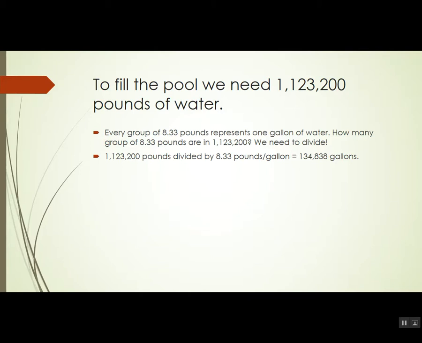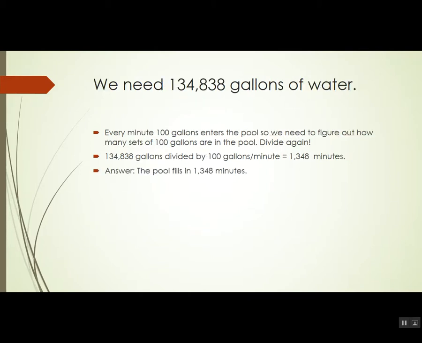And when we divide, we get 134,838 gallons. Well, now it's getting easy. Every minute 100 gallons enters the pool, so we need to figure out how many sets of 100 gallons are in the pool. That's division again. When we divide, we get 1,348 minutes. So there's our answer. The pool fills in 1,348 minutes.